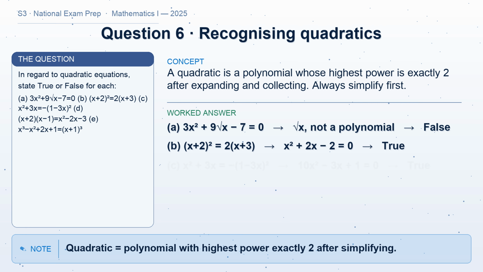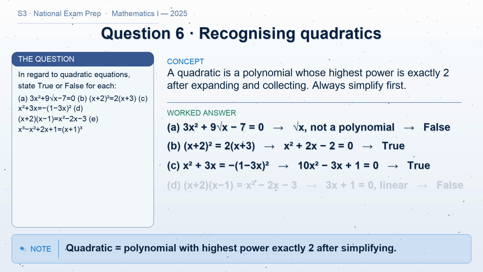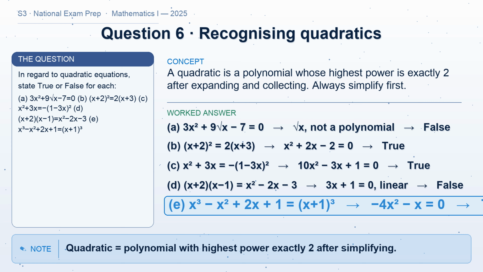True. Part C tidies to 10x squared minus 3x plus 1. True. In part D, the x squared terms cancel, leaving a line. False. And in part E, the cubes cancel, leaving minus 4x squared minus x. True. So the answers are false, true, true, false, true.